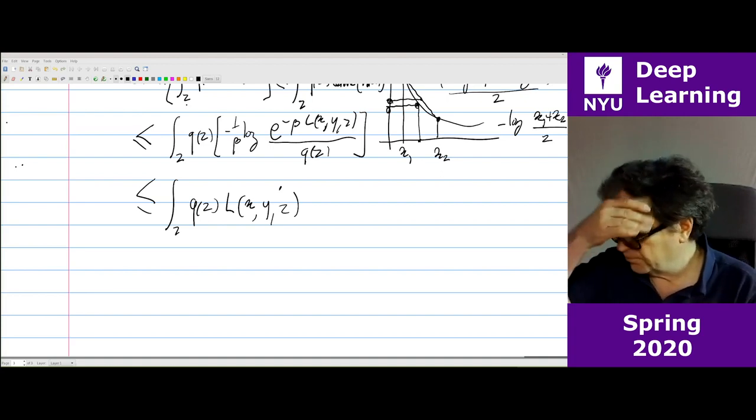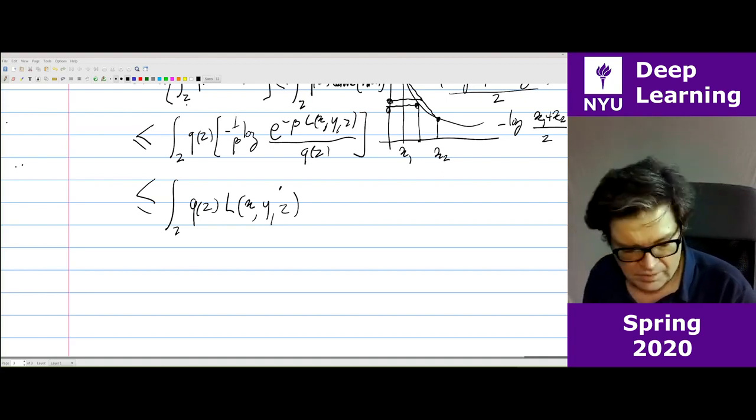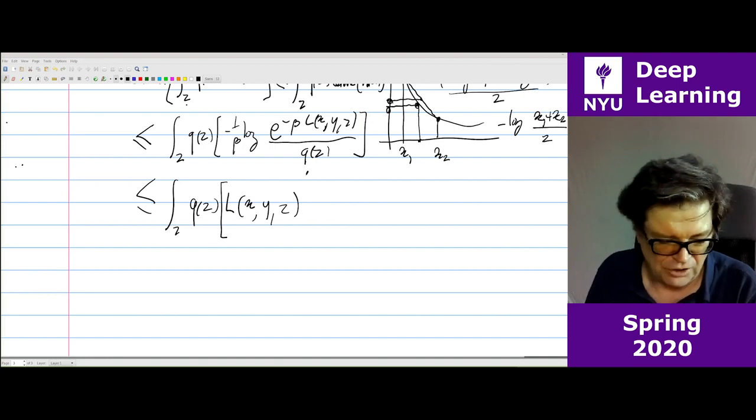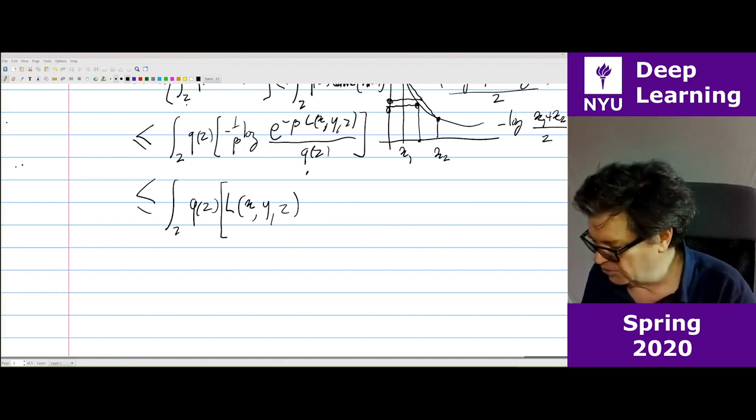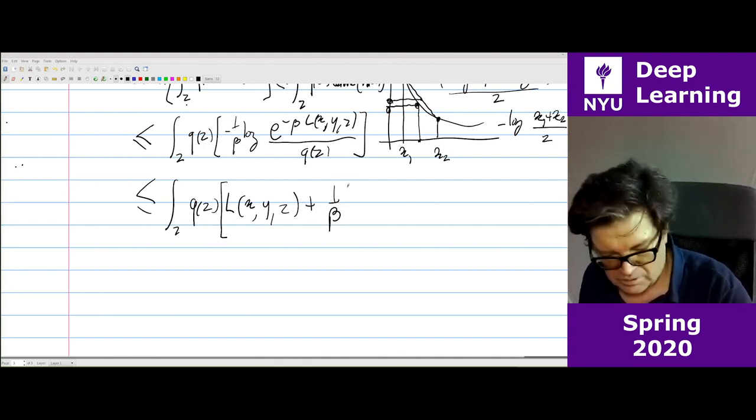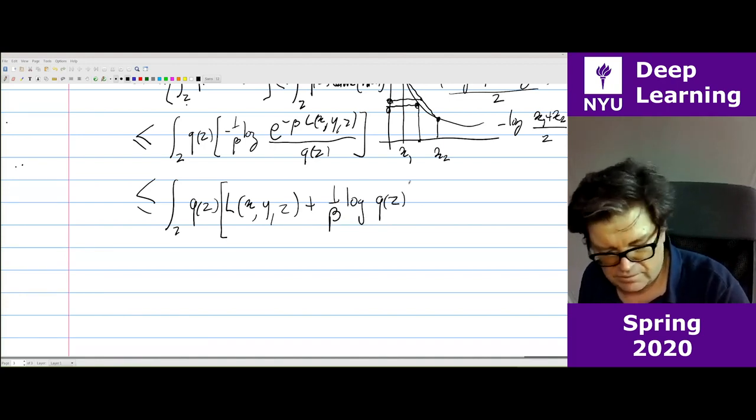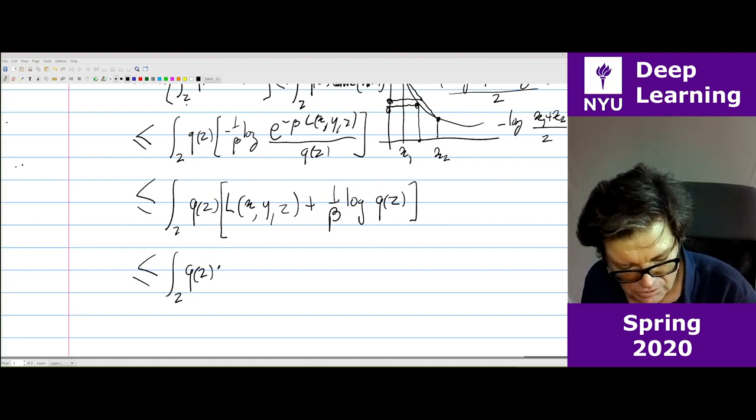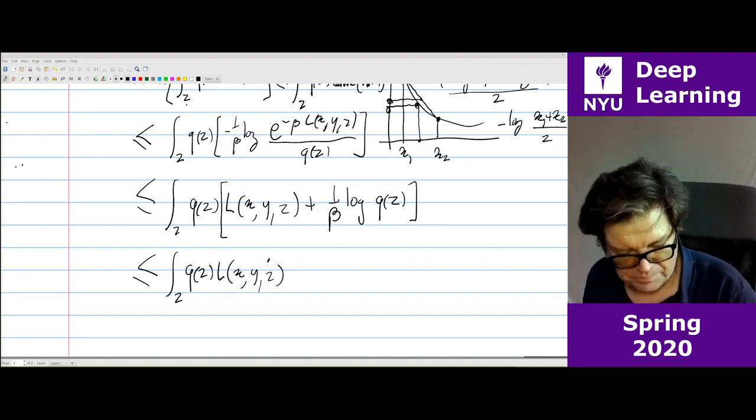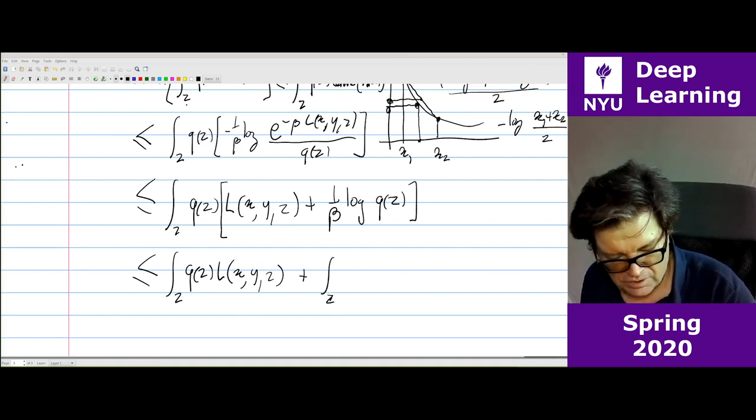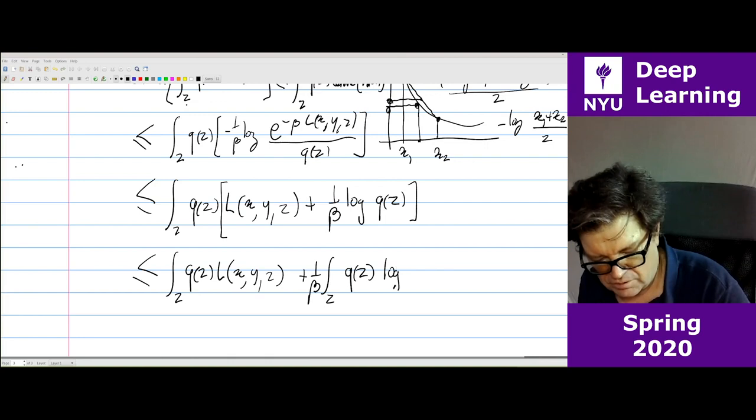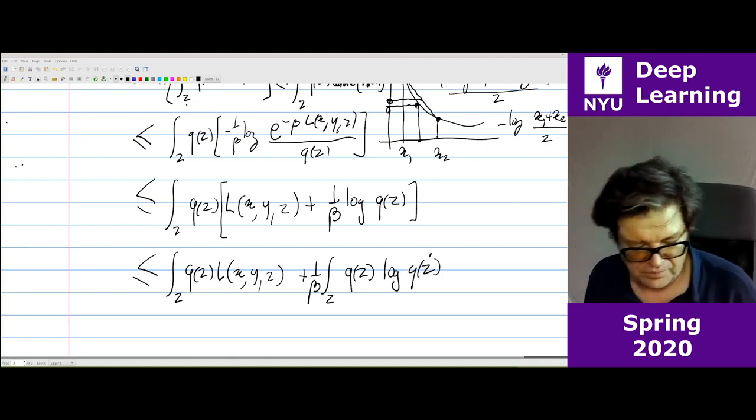And then I get a second term, which is the negative log, 1 over beta, the negative log of q(z). But q(z) is in the denominator, so I'm going to bring it to the top. That's going to cancel the minus 1 over beta. And so I'm going to get something like plus 1 over beta log q(z). And I can write this again as the sum over z of q(z) L(x,y,z) plus the sum over z of 1 over beta q(z) log q(z). Okay?